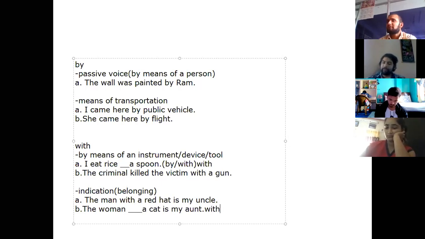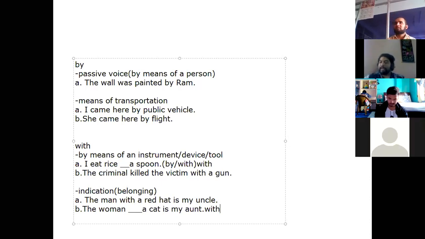For example, the man with a red hat is my uncle. Right? The man with a red hat is my uncle. The woman with the cat is my aunt. On a cat? Oh, do you ride a cat like a horse? That would be a stupid answer, right? So you don't do it. No.